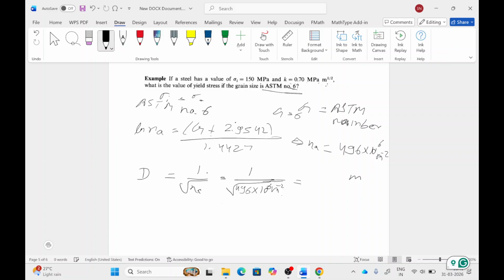So the grain size will be around 44.7 into 10 raised to power minus 6 meter. So it is coming in micrometer only.